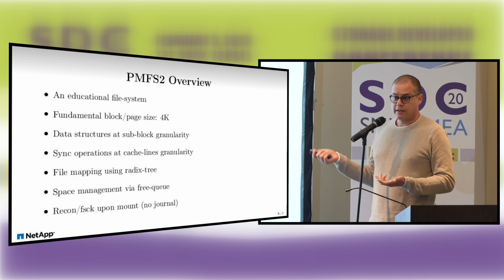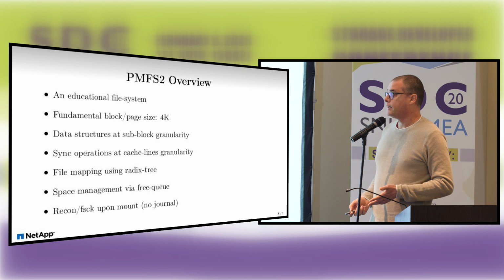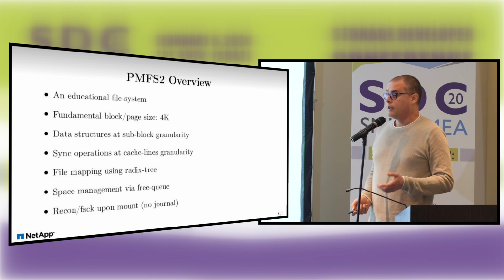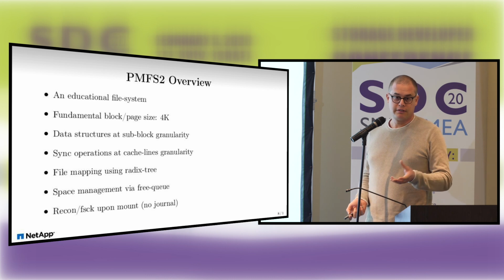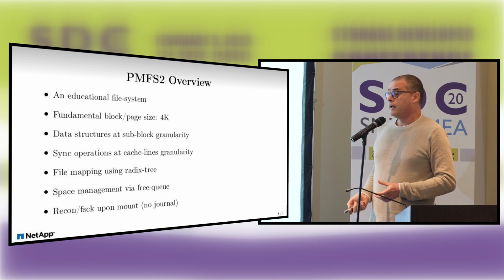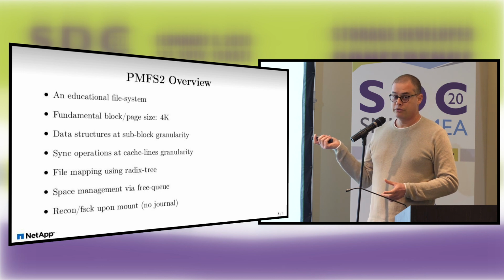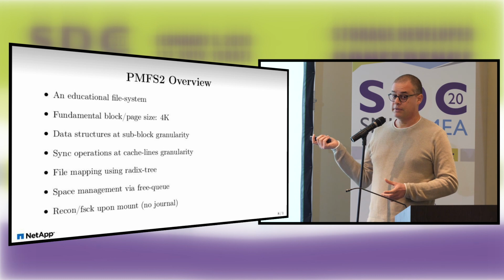So PMFS is, as I said, an educational file system. It uses the fundamental block size of 4K. It maintains its data structure at a subblock granularity, cache line aligned. The main difference is that it uses file mapping using a Radix tree instead of a traditional B tree, and a very simple mechanism for maintaining free space. I will elaborate more later on.